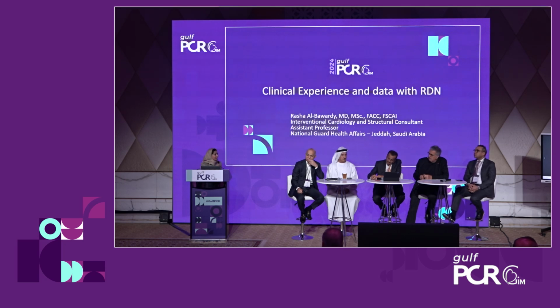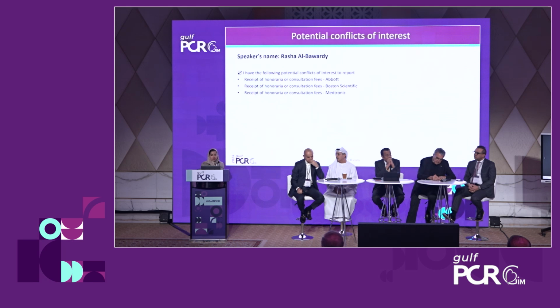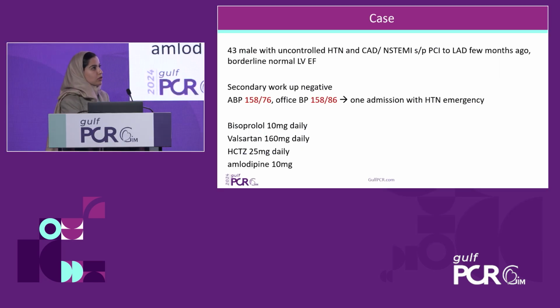It is a pleasure to be here and dive deep into renal denervation. So these are my conflicts of interest, and we'll move on to a case immediately. This is a 43-year-old gentleman. He has uncontrolled hypertension and coronary artery disease, and presented with non-STEMI a few months ago, had PCI to the LAD, with borderline LVEF. His secondary workup was negative in terms of hypertension workup, and he still has uncontrolled hypertension on both ambulatory and office blood pressure. He did have an admission with hypertensive emergency between his last admission and now.